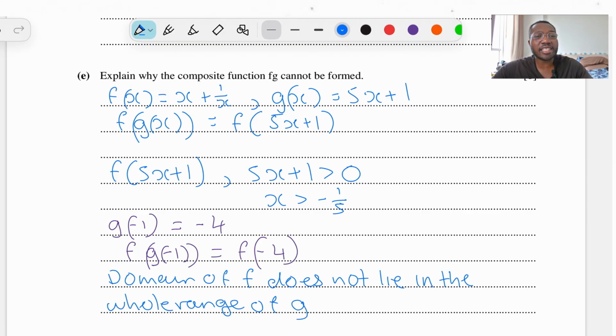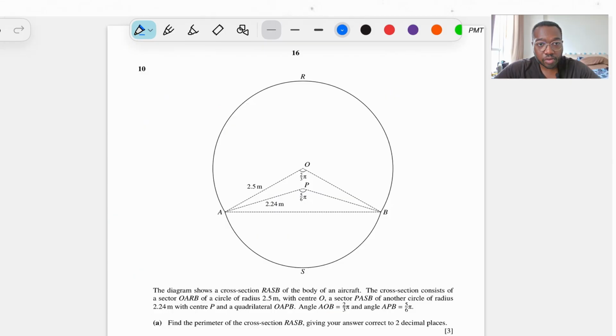And yeah, that's it. It's one of the weird questions. There's only 1 mark. It's not the worst case if you don't know this, but again, it's not too bad once you understand. Okay, question 10.